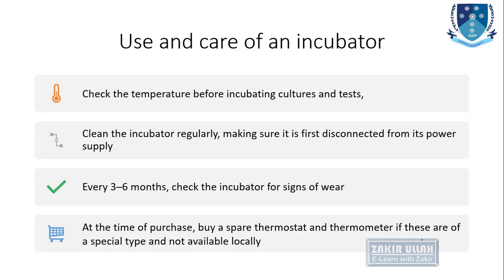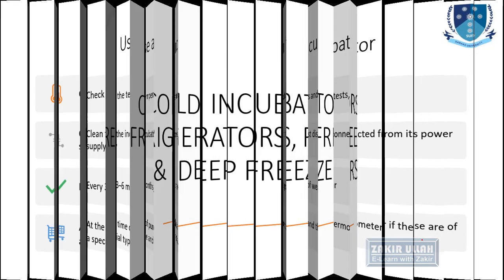At the time of purchase, buy an extra thermostat or thermometer if it is a special type of incubation chamber and its parts are not available locally. So it should be noted to buy an extra thermostat or thermometer at the time of buying.